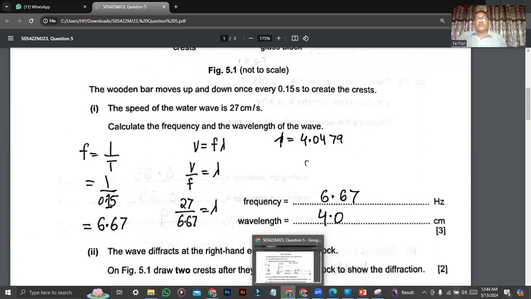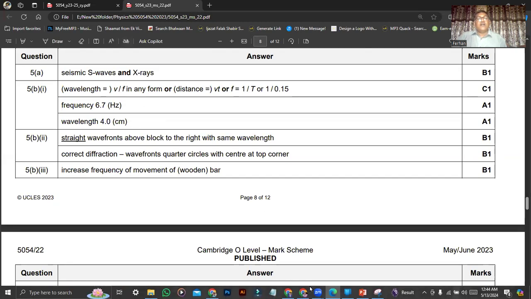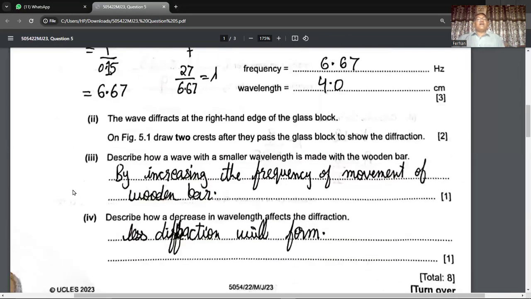So let's check the answer. So our answers are right. Hopefully you understand this. Then the second portion of question number 5: the wave diffracts at the right hand edge of the glass block. On figure 5.1, draw 2 crests after they pass the glass block to show the diffraction.